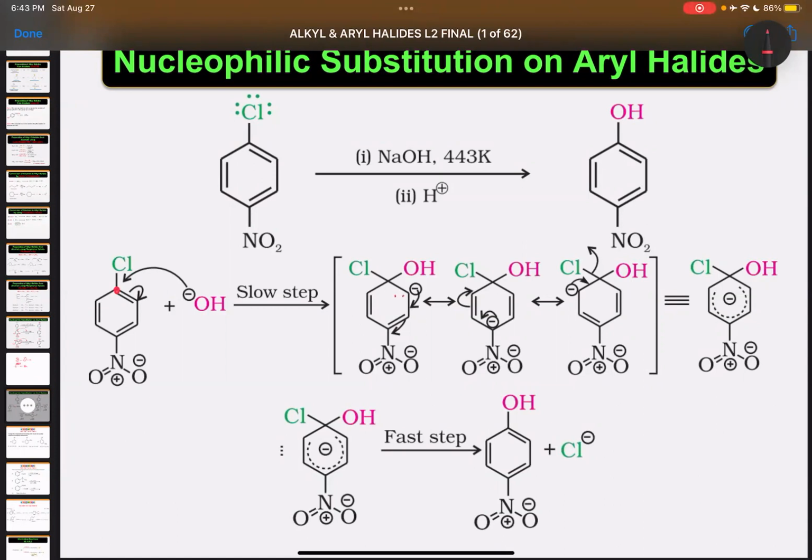It appears as negative charge. This negative charge can move in the ring. And when it arrives at the para position, it is stabilized by the NO2 group. The NO2 group also pulls this minus charge and makes it more stable. Okay, this is how it is happening.